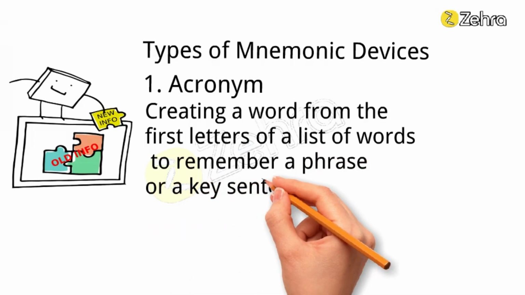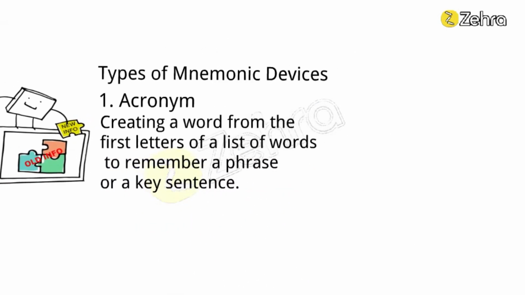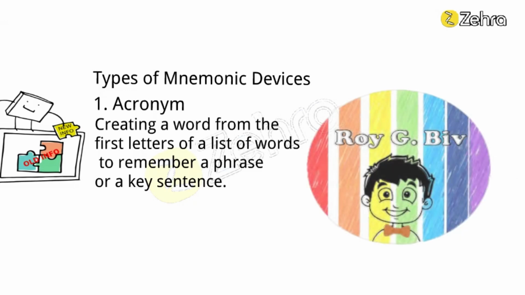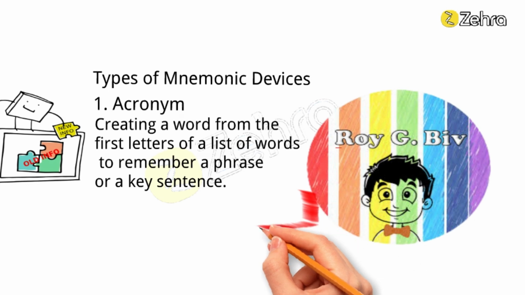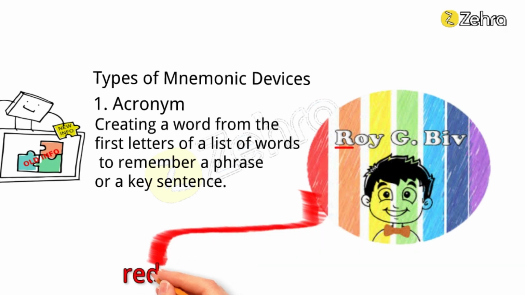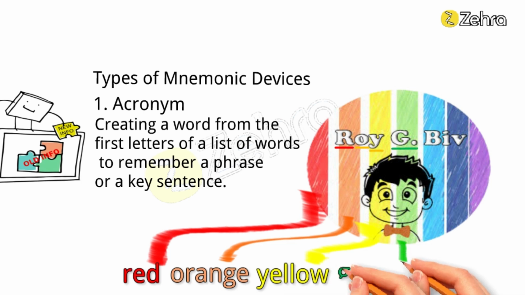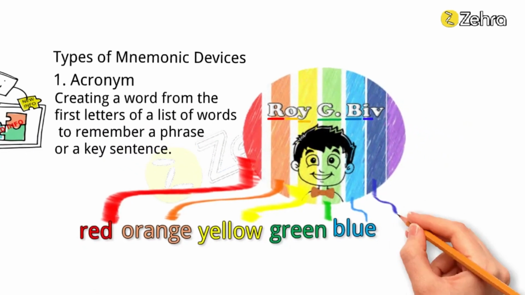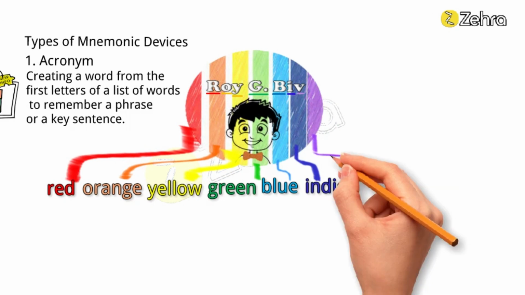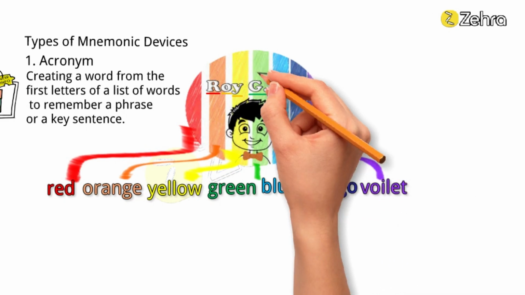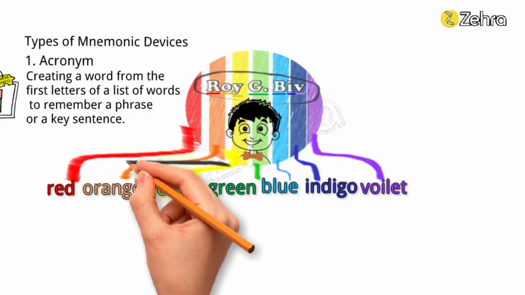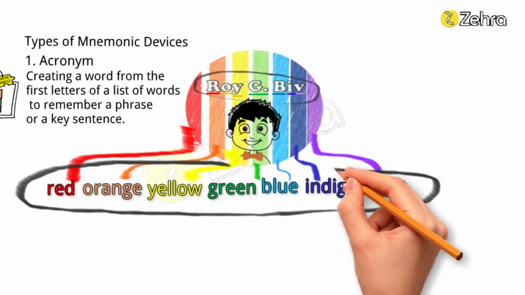or a key sentence. For example, a name, Roy G. Biv, for the colors of the rainbow. Roy G. Biv. R on Roy stands for red. O stands for orange. Y stands for yellow. Then G stands for green. B stands for blue. Then the I in the Biv stands for indigo. And V stands for violet. So once you remember the name Roy G. Biv, automatically you can recall all the colors of the rainbow.